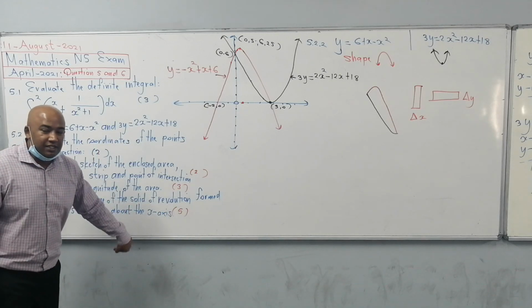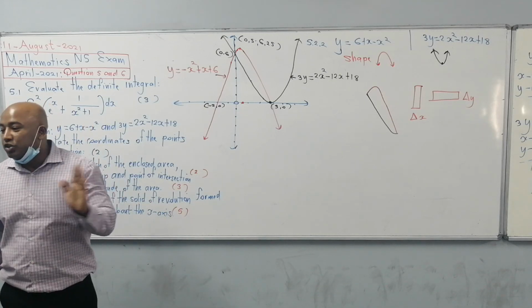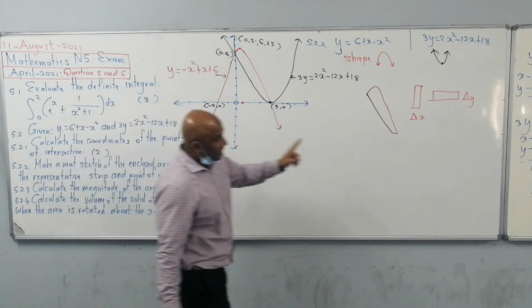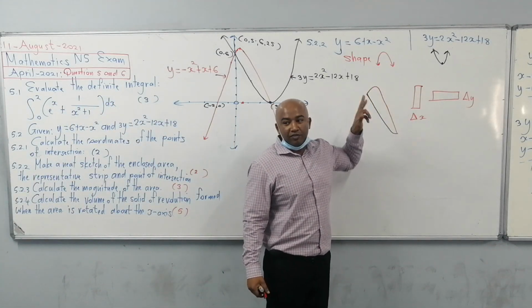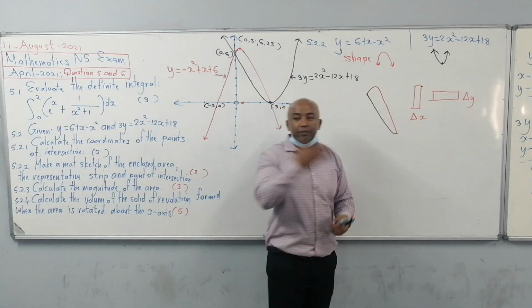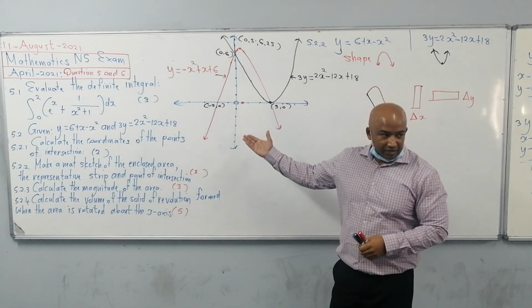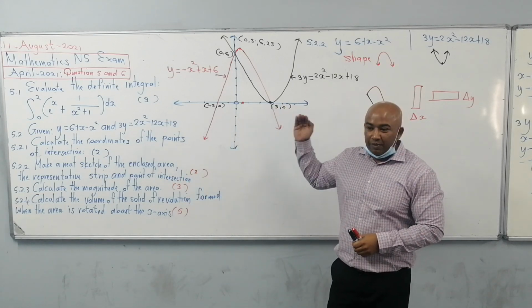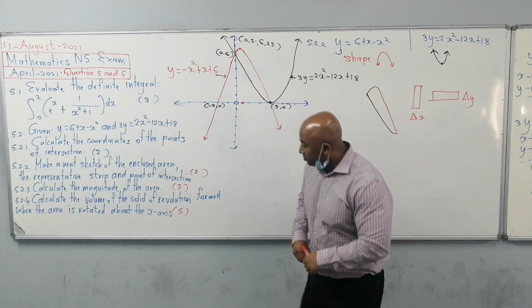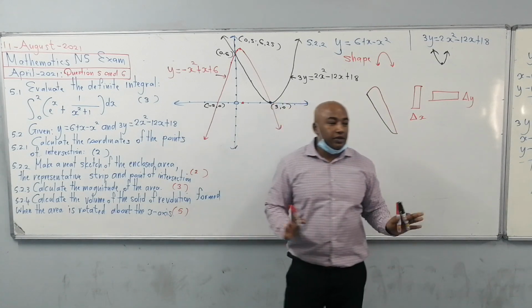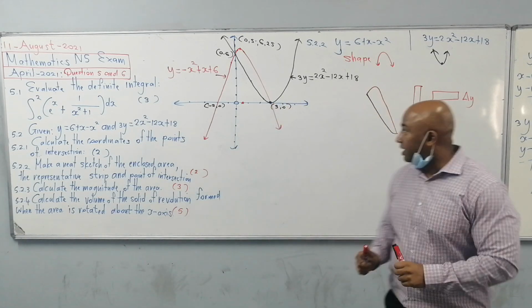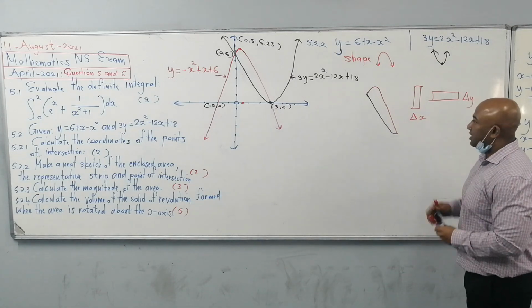Rotating about the x-axis, that means you do not have any choice. You have to use delta x when it comes to the volume question. So why not use the same thing for area? Because you do not have a choice, you stick to only one technique here. So we're going to use delta x.